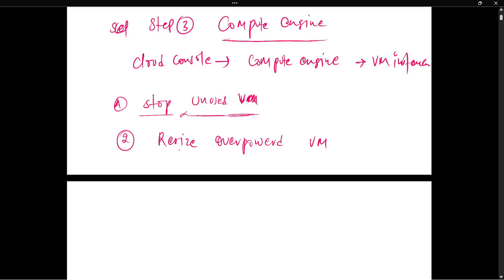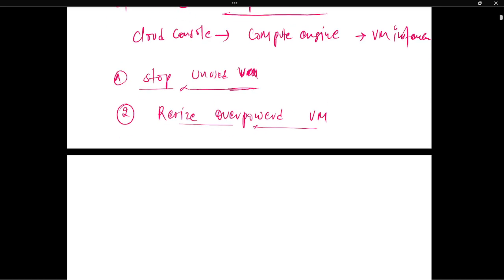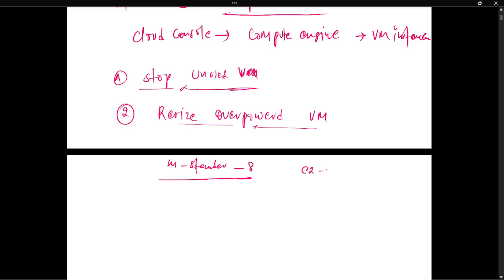What do you mean by that? Resize overpowered virtual machines. Suppose you are using an instance called N1 standard 8, but you need only E2 medium. These are the instance types.